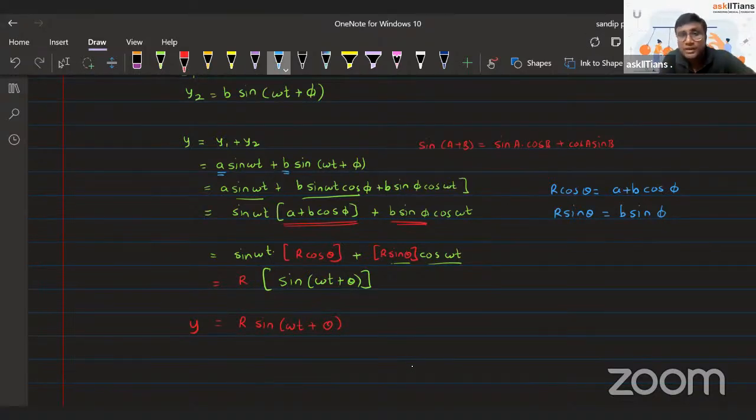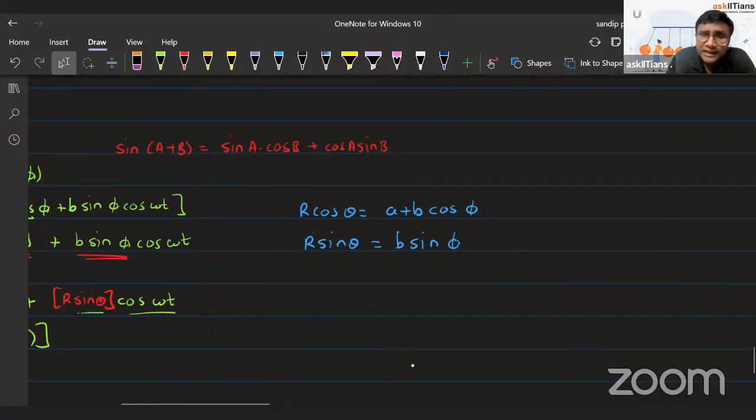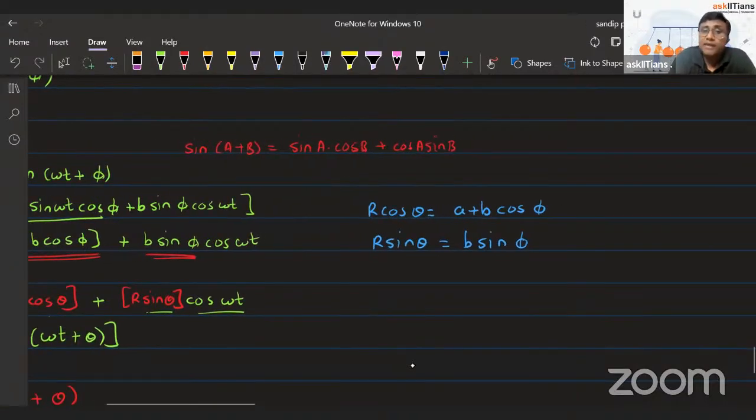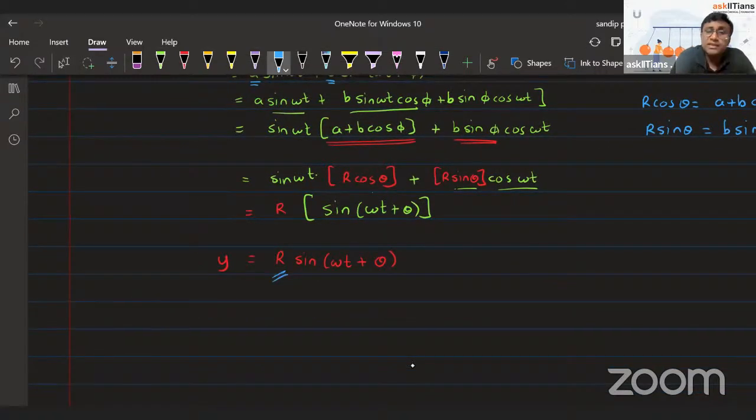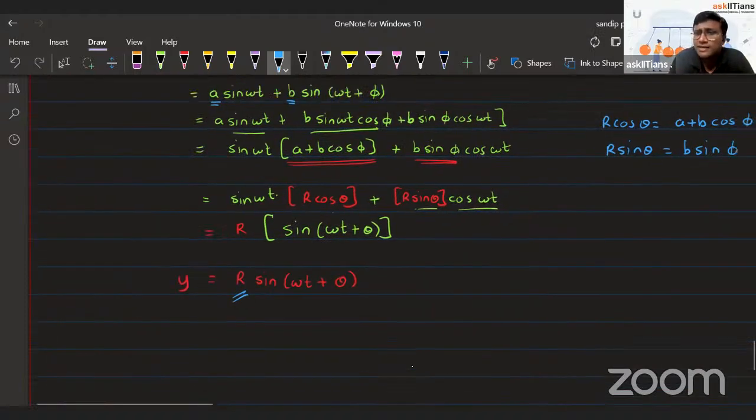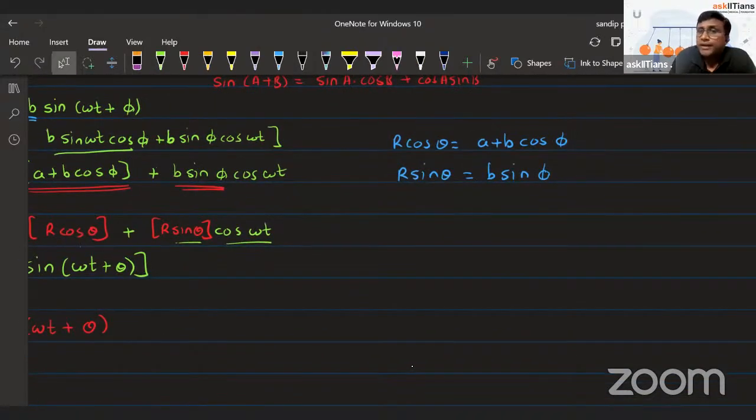Now let's come to this point. So r sine theta and r cos theta. Now in this case, r is our final amplitude. According to this relation, r represents the amplitude according to the standard wave format. So how to find out the r? For that, we are going to square both the sides here and add.